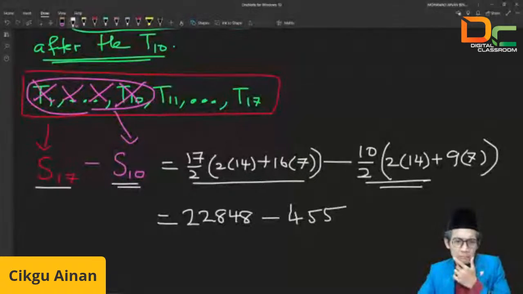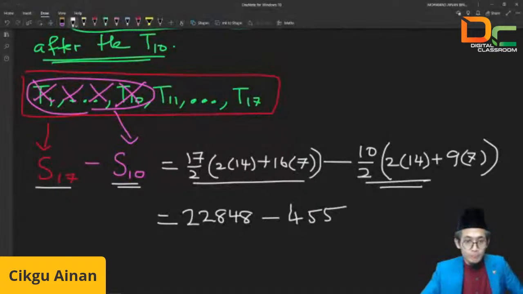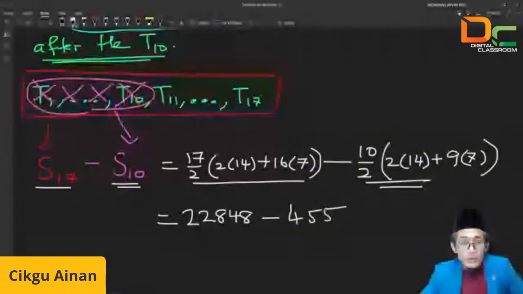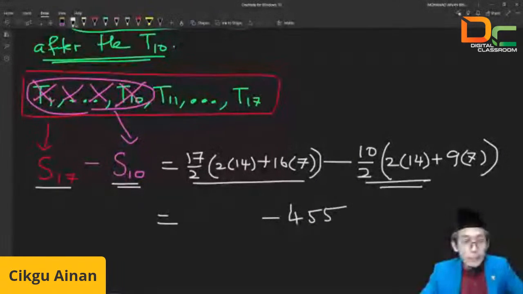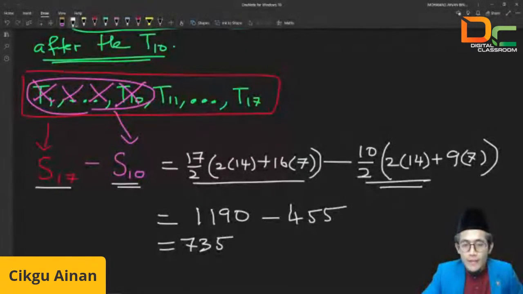I recalculate 14 times 2, plus 16 times 7, multiply by 17. Correct. Sorry, my bad. I don't know why the number went too big. It's 1190 only. So 1190 minus 455. What do we get? 735.